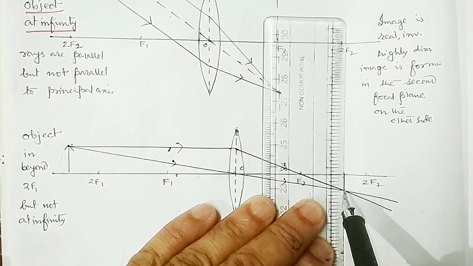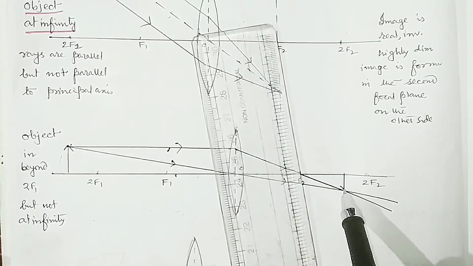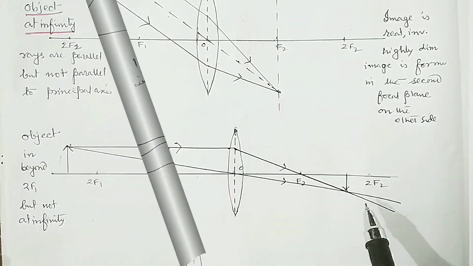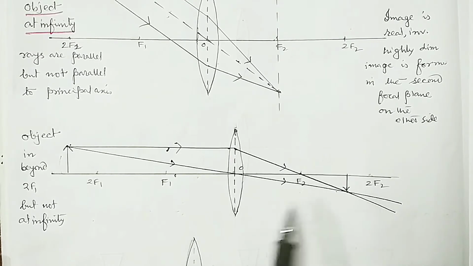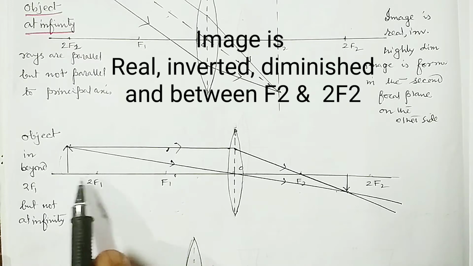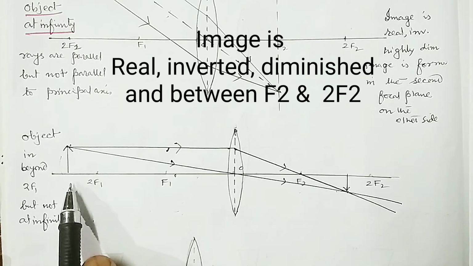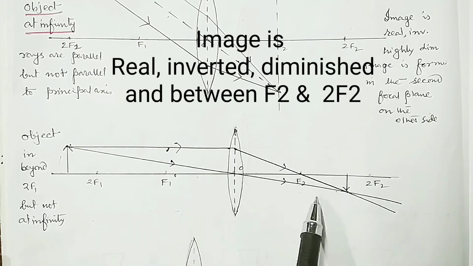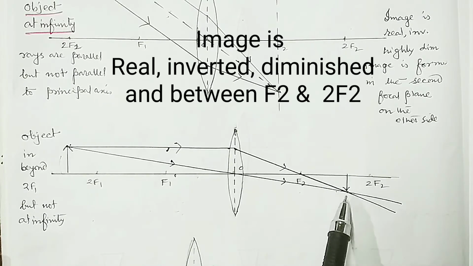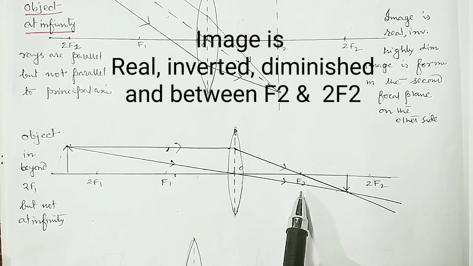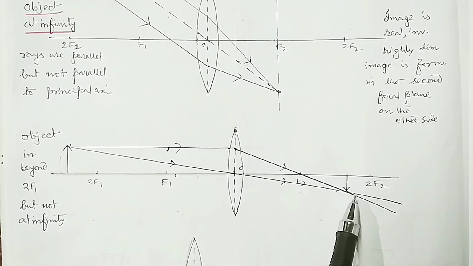As the rays are really meeting, the image is real, and we know real images are always inverted. As you can see, the height of the image is smaller than the object. That means the image is diminished and it will form between f2 and 2f2. I hope this case is clear. When the object is beyond 2f1 but not at infinity, in that case the image will form between f2 and 2f2. It will be real, inverted, and diminished, and it will form between f2 and 2f2 on the other side of the lens.